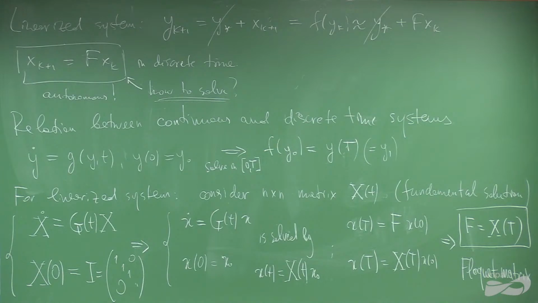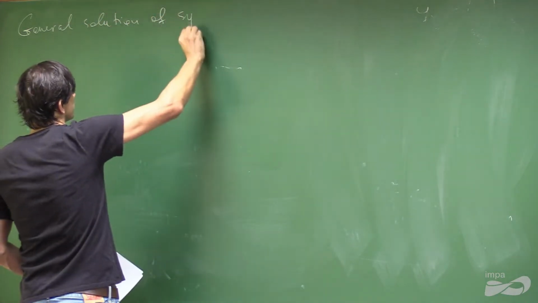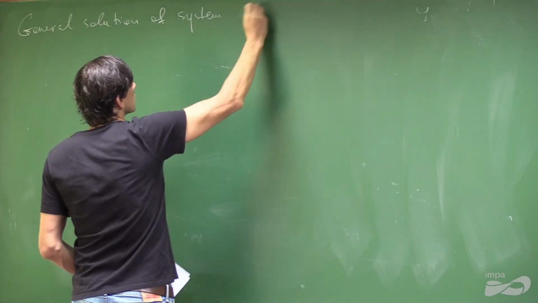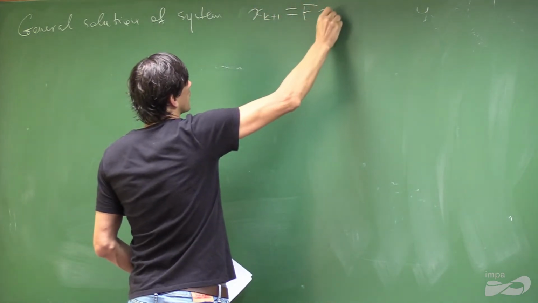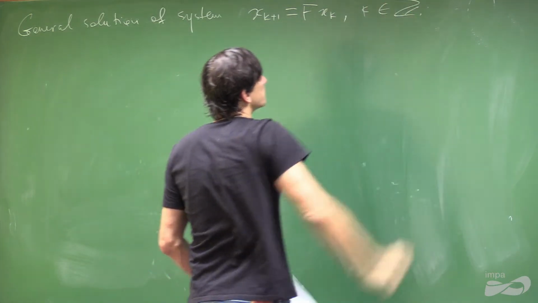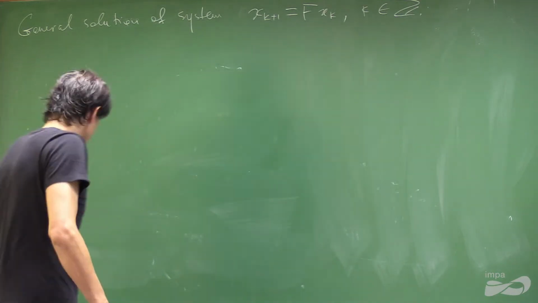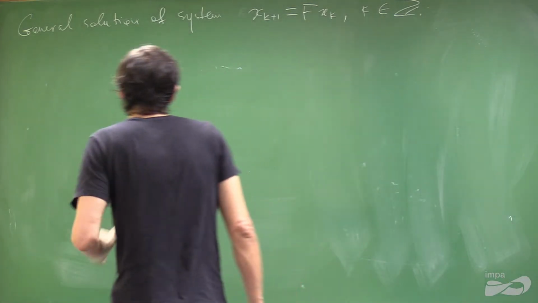So our goal now is a general solution of the dynamical system x_{k+1} = F x_k, where k is the integer time. Good. So how to solve this system?